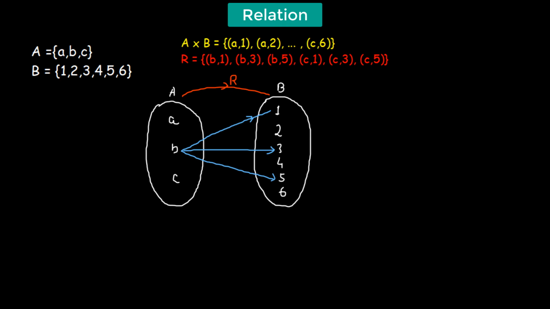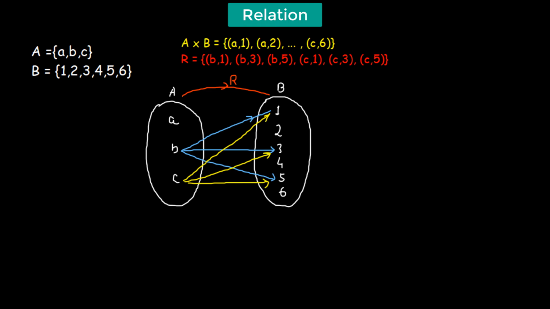Then we have another consonant in our set A, which is c. We'll draw an arrow going from c towards the odd number 1. Then another arrow pointing from c towards the odd number 3, and another one pointing towards the odd number 5. So this is a visual representation of a relation going from A to B using arrow diagrams. Now here we can define certain things.